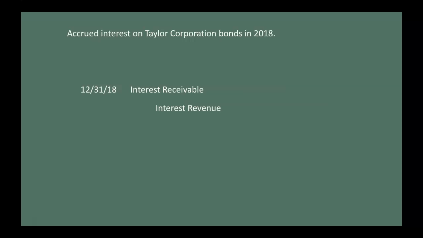To find the amount, we need to use our interest formula. So principal times rate times time. Our principal was that $35,000. Our rate is the 5% interest rate times 1 because it's been 1 full year that we've had these bonds. So we multiply all of that out and we get this 1,750. So we toss that into our journal entry.